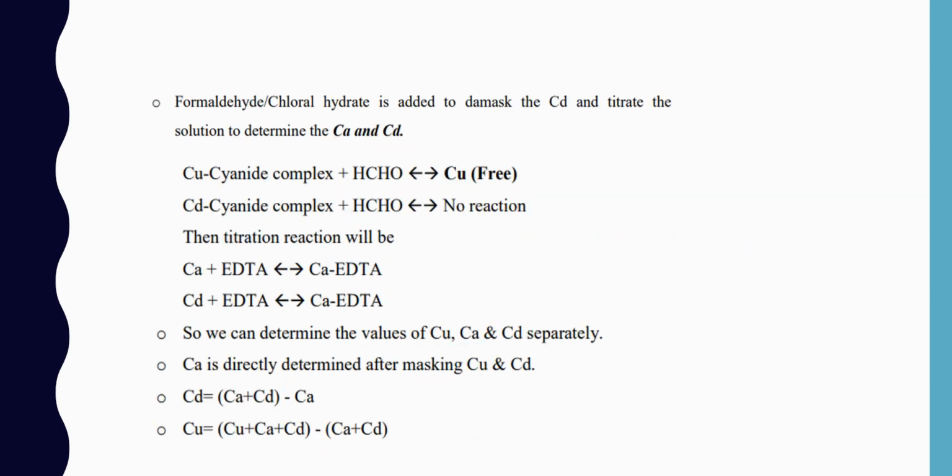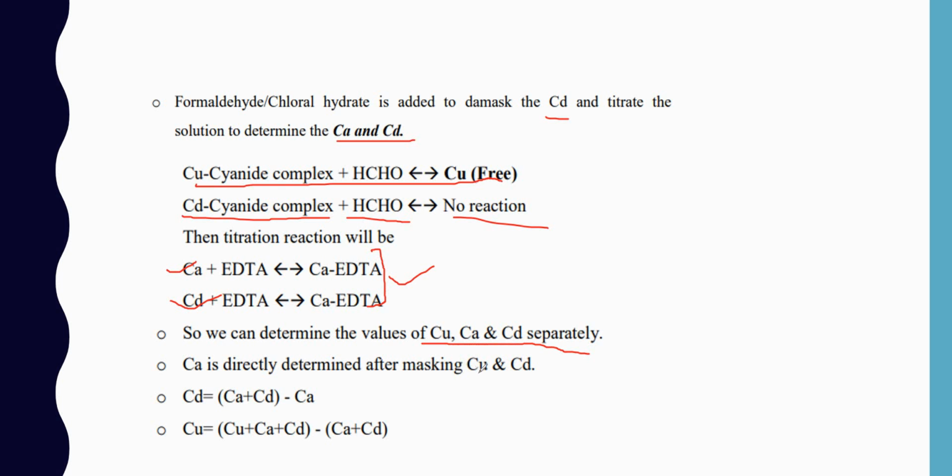Further, we can add formaldehyde or chloral hydrate to demask the cadmium and titrate the solution to determine calcium and cadmium. So what we'll do, we'll demask cadmium now. Copper plus cyanide is freely available, and the Cd cyanide complex with formaldehyde would have no reaction, then the titration can be done as calcium with EDTA and cadmium with EDTA. So now we have estimated two. So we can determine the value of copper, calcium and cadmium separately.